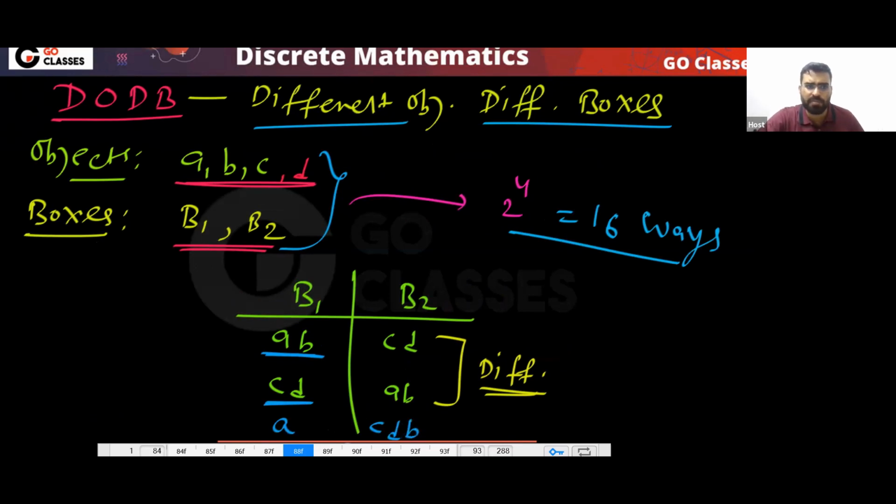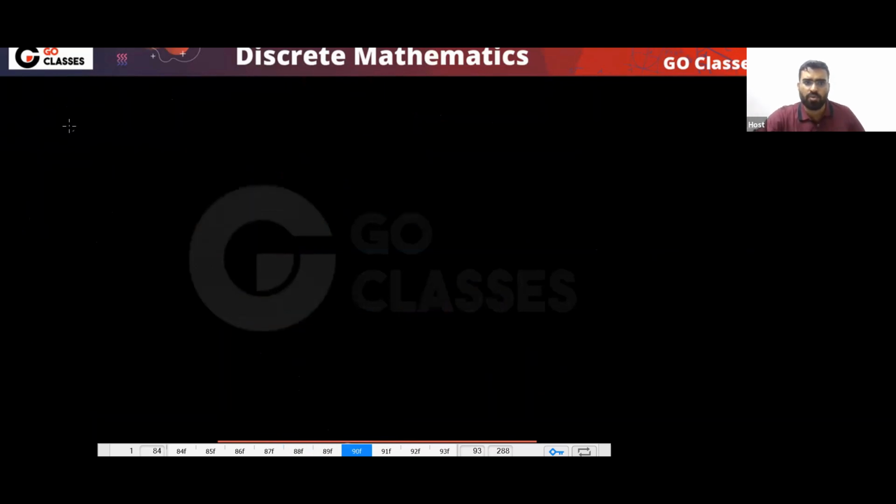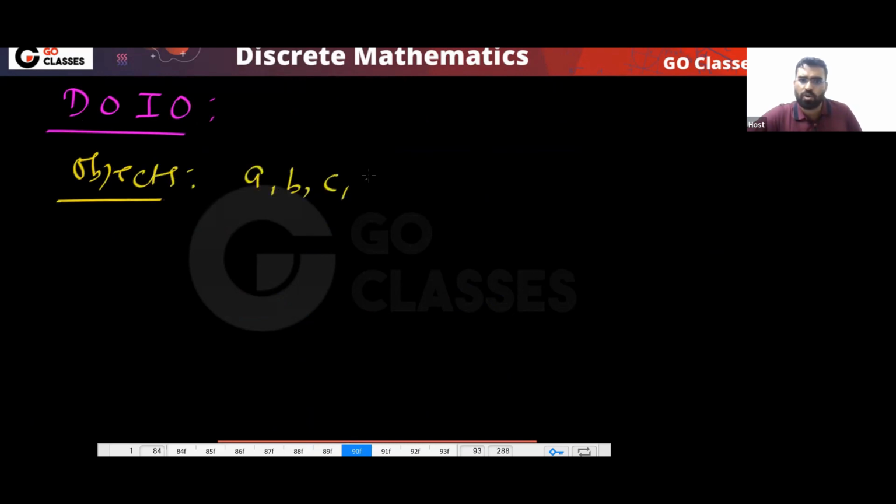Is this clear to everyone? So here you can notice these are different. These are not the same. All of them are different. Now the next scenario is DOIB, which means objects are different. So let's assume objects are A, B, C, D. But boxes are the same now.